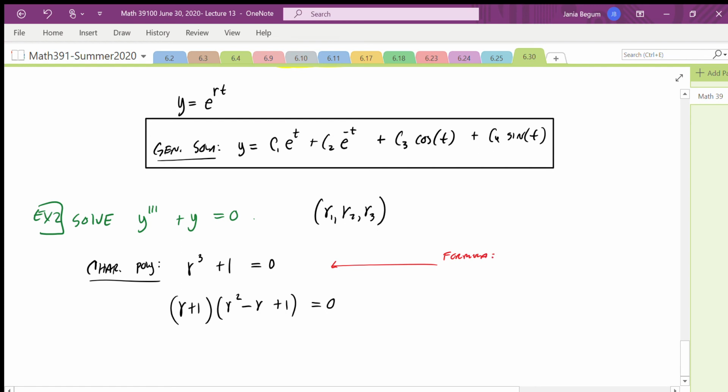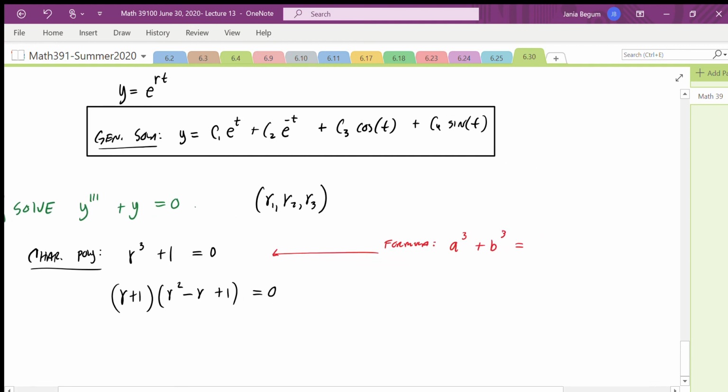If you have, say, a cubed plus b cubed, so you're factoring two perfect cubes, the formula is a plus b times a squared minus ab plus b squared. Okay, that's the formula. There's also a formula for difference of two cubes. So if you have a cubed minus b cubed, that's going to be factored into a minus b times a squared plus ab plus b squared. They're very similar, they just have a negative sign in a different spot.